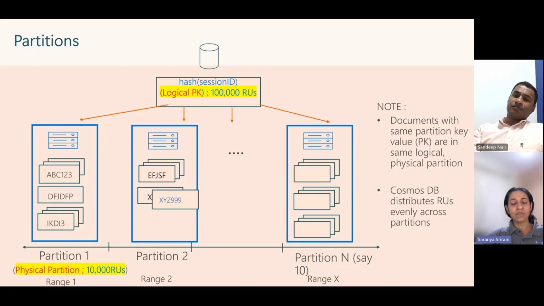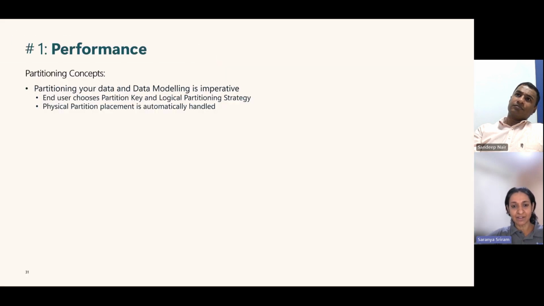So that's one thing: documents with the same logical partition key will end up in the same physical partition and the same logical partition. The second thing is Cosmos DB evenly distributes the allocated request units across all physical partitions. In this case, 100K RUs are allocated evenly.